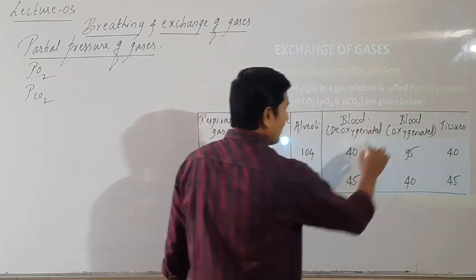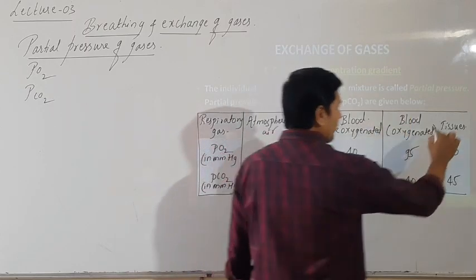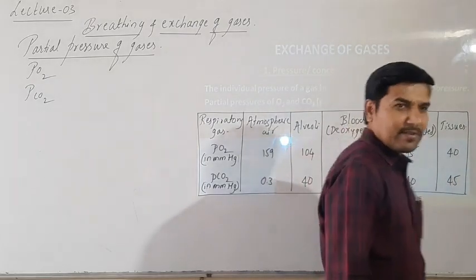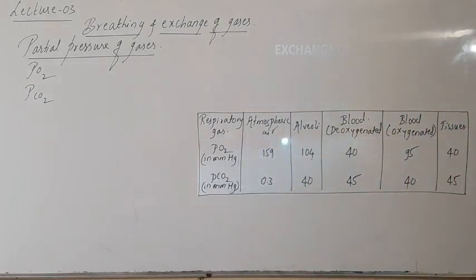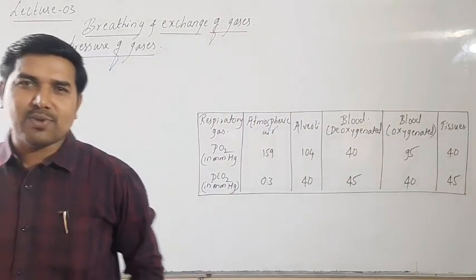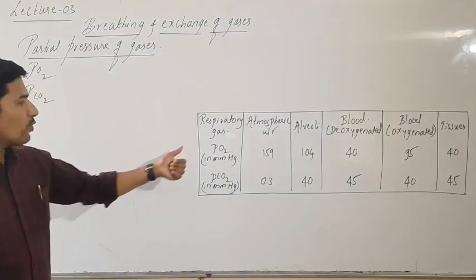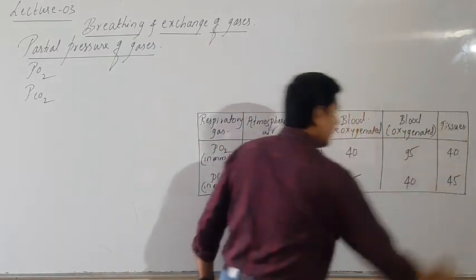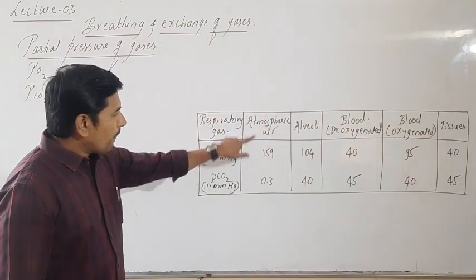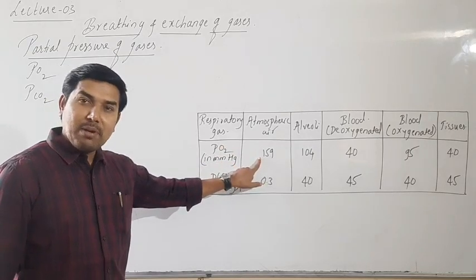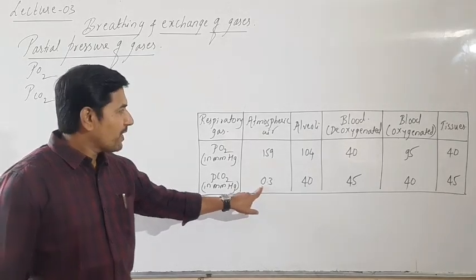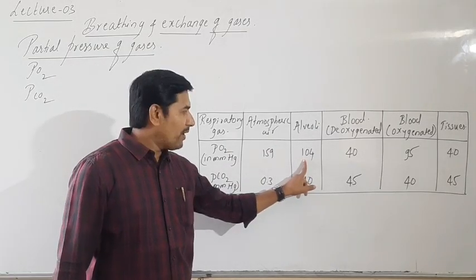So this chart shows a clear-cut difference in the partial pressure of gases. If we look at the partial pressure of gases, we have the O2 level as well as the CO2 level. The O2 level in the atmospheric air is around 159 mm of Hg, and that of CO2 is 0.3 mm of Hg. Then in the alveoli, the O2 will be 104.